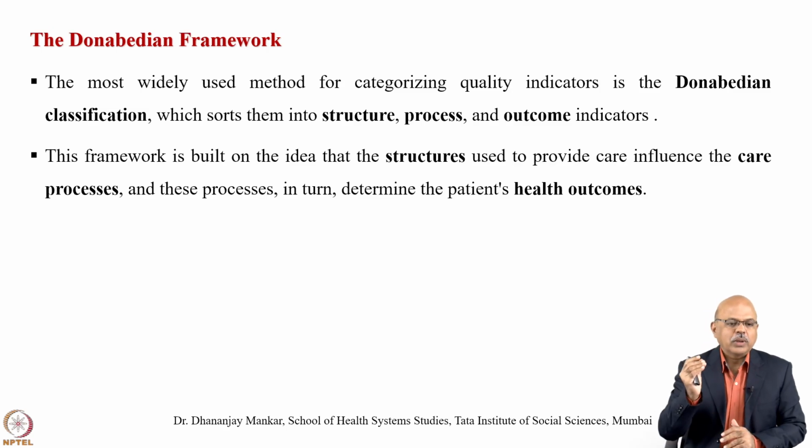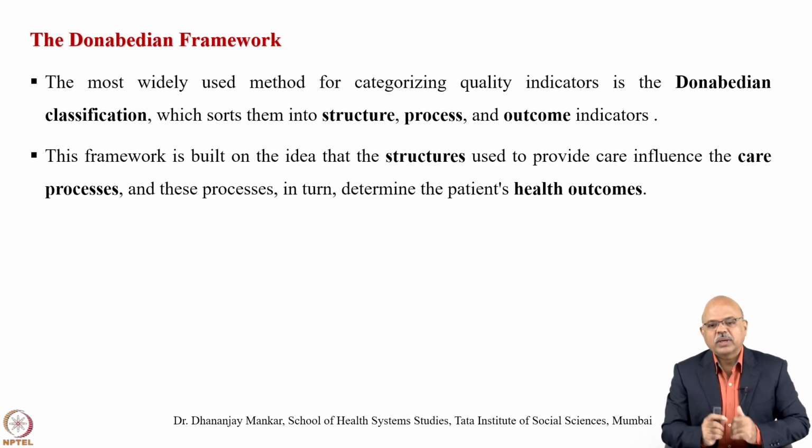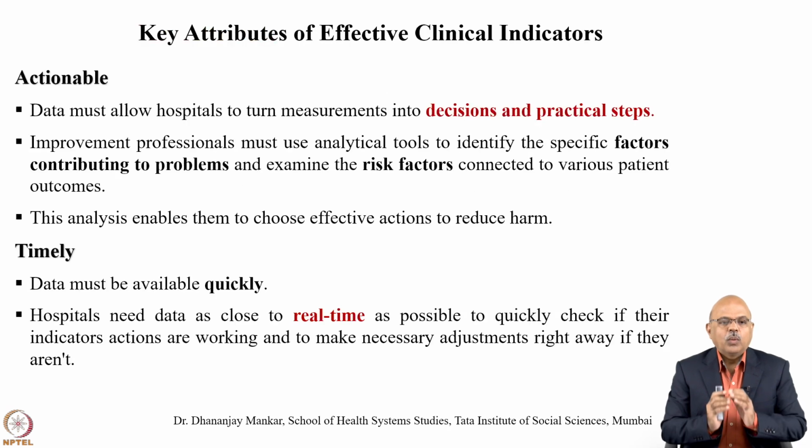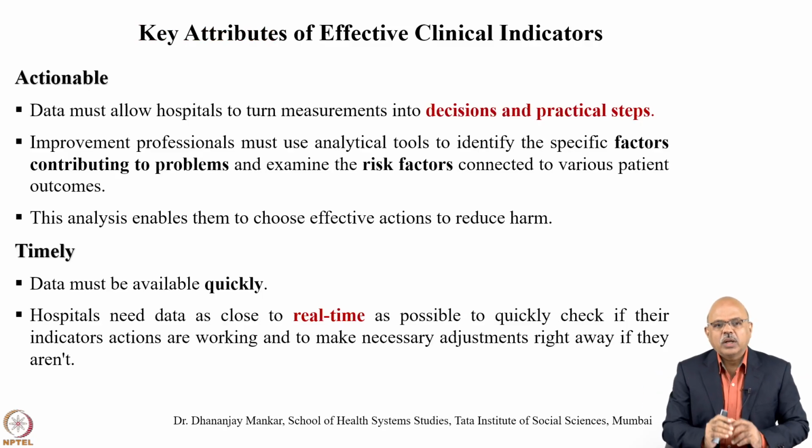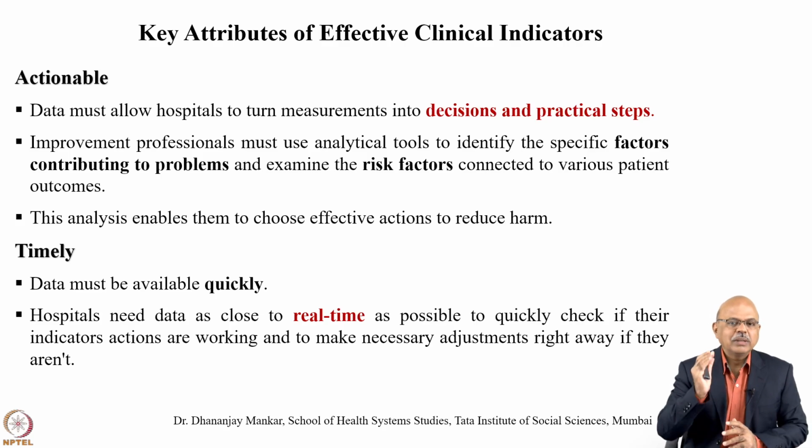So the very important thing in the Donabedian model is to focus on the healthcare processes which need to be improved, whereby we can get better health outcomes based on this model. Now, what are the key attributes of effective clinical indicators? When we have stated that there is a greater classification and how the organizations are taking it, now we need to see what the effective attributes are. How do we see that effective clinical indicators really work for the organizations?